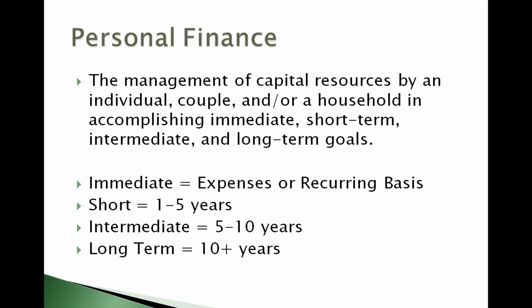So the terms are probably the most confusing thing here. Think of immediate as expenses or anything that happens on a recurring basis. Short-term is anything that would take 1 to 5 years to complete. Intermediate is anything that would take 5 to 10 years to complete. And long-term would be anything that would take 10 or more years to complete.